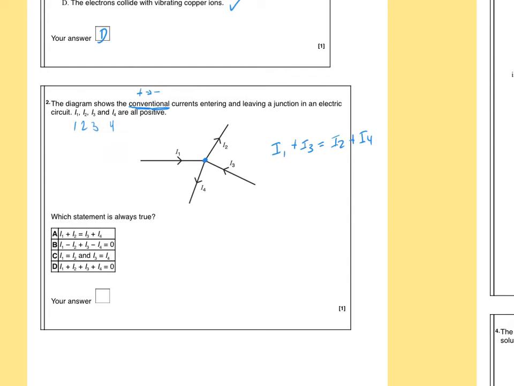I1 plus I2, that's impossible because if I take I1 on this side, it will become negative. So the first one's wrong. Then the second one says I1.